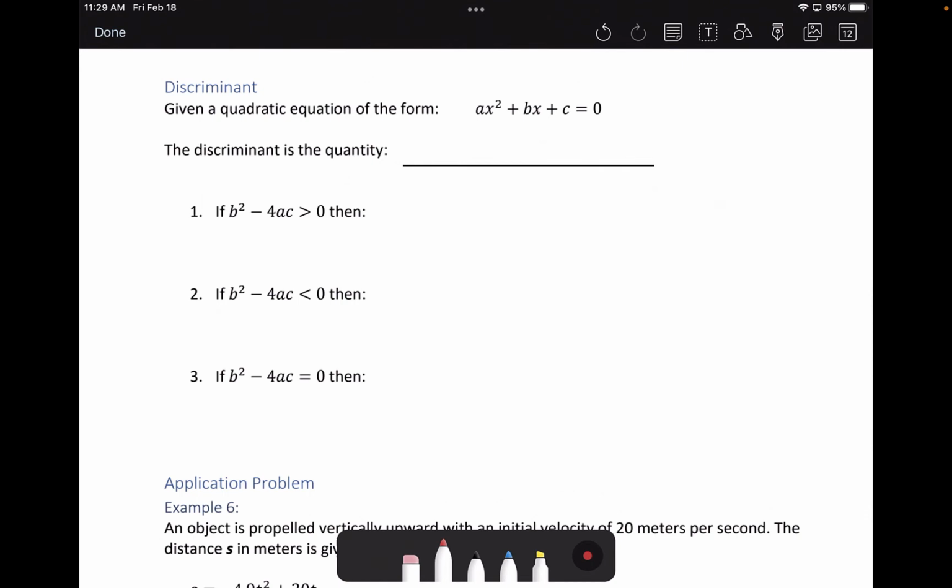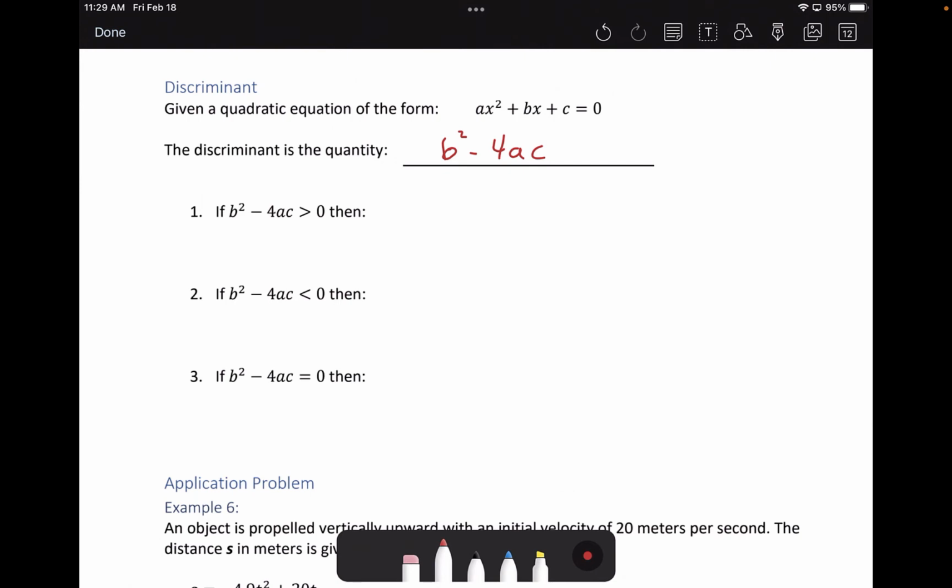Next, we're going to look at the discriminant. The discriminant is the quantity b squared minus 4ac. That may look familiar to you. That's the radicand of the quadratic formula, the part that's under the radical.